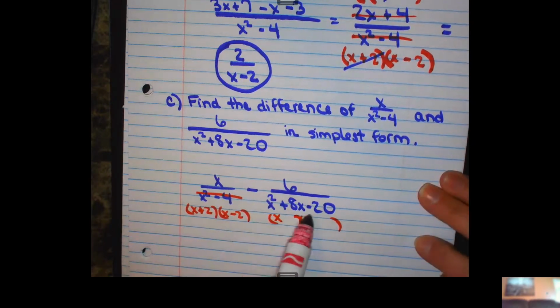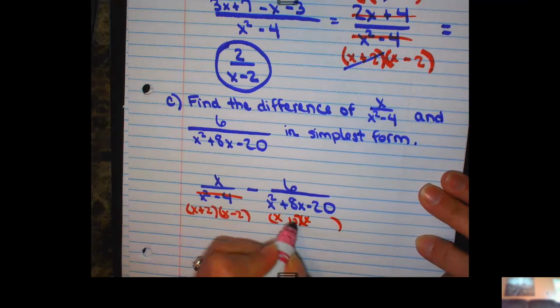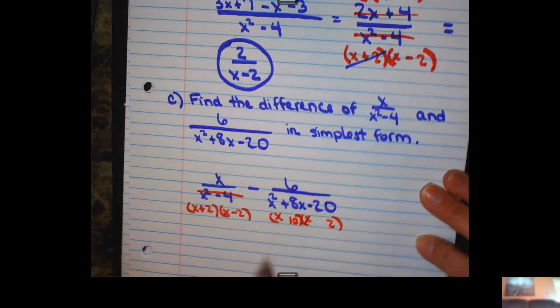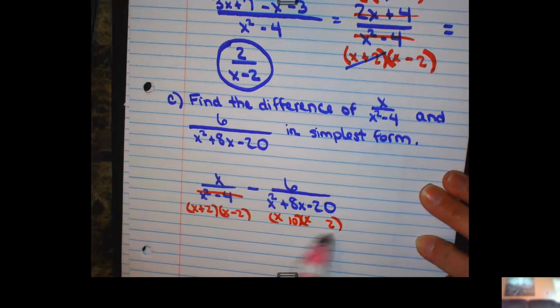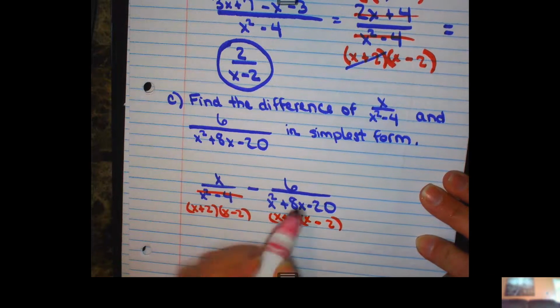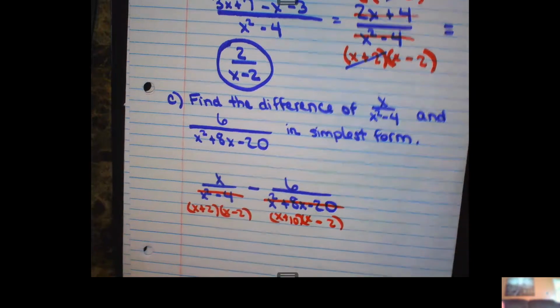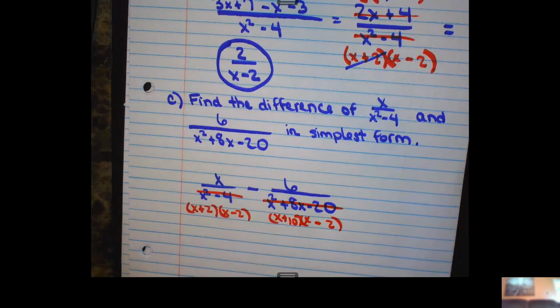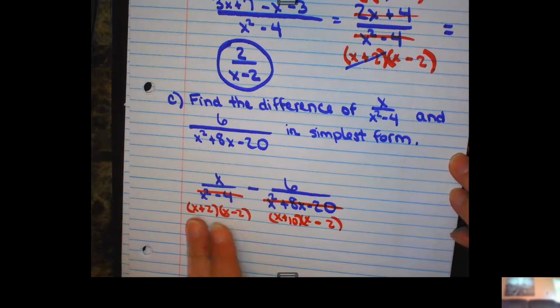Factors of 20 that subtract to give us 8 would be 10 and 2. We want a positive 8, so that would be 10 minus 2. So 10 is positive, 2 is negative. So I'm going to get rid of my old bottom. My LCD would be everything from the first fraction on the bottom, including anything that we're missing.